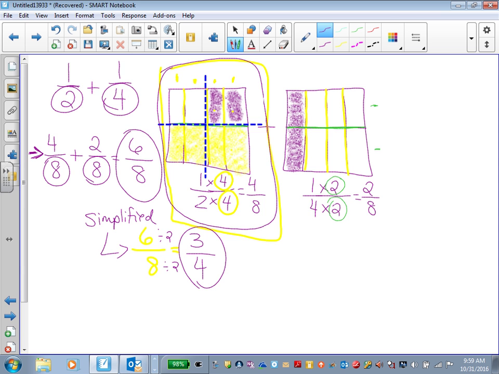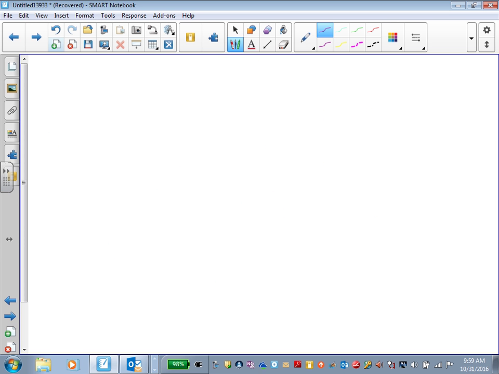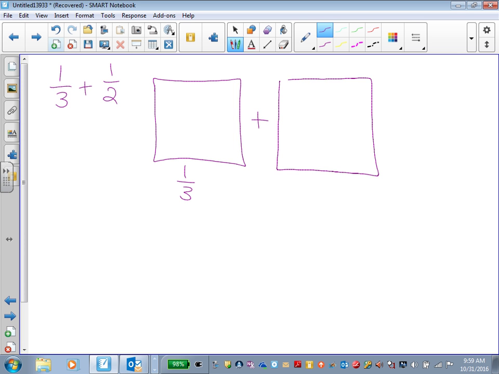Alright, let's take a look at problem 2. For problem 2 we have 1/3 plus 1/2. We're going to do it the same way. Everybody sit up. So we're going to model 1/3 plus 1/2.